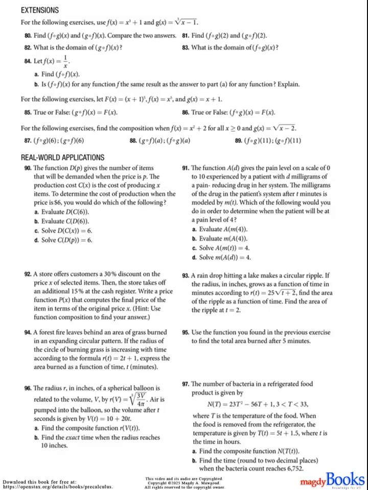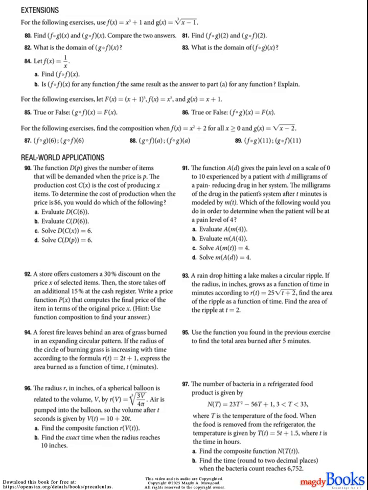For the following exercises, find the composition when f(x) = x² + 2 for all x ≥ 0 and g(x) = √(x − 2). 87. (f∘g)(6), (g∘f)(6). 88. (g∘f)(a), (f∘g)(a). 89. (f∘g)(11), (g∘f)(11).